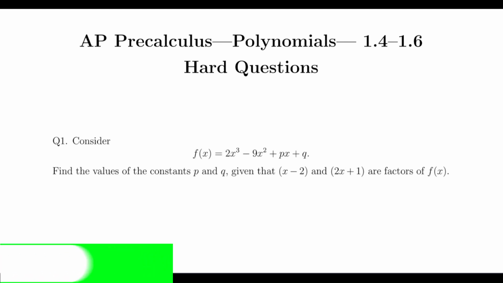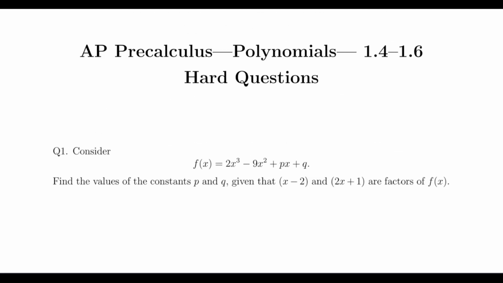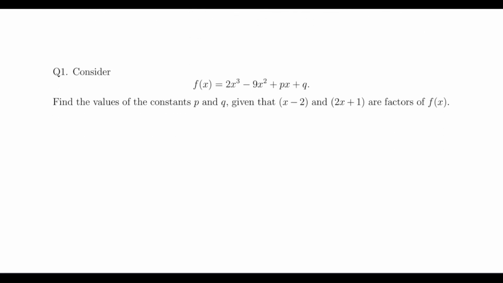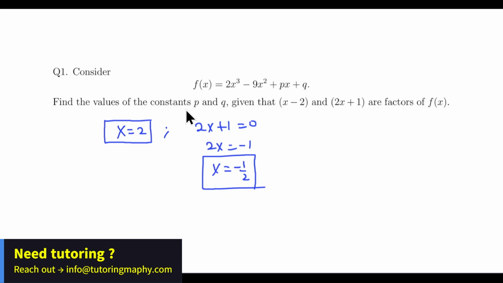Right, we are given a polynomial over here, and we have to find the values of the constants p and q such that x minus 2 and 2x plus 1 are the factors of f(x). So if these two are the factors, can we say that x equals 2 and x equals negative 1/2? Or maybe if that is not making sense, 2x plus 1 is equal to 0, so 2x is equal to negative 1, and x equals negative 1/2. These two are roots. Can we agree on that?